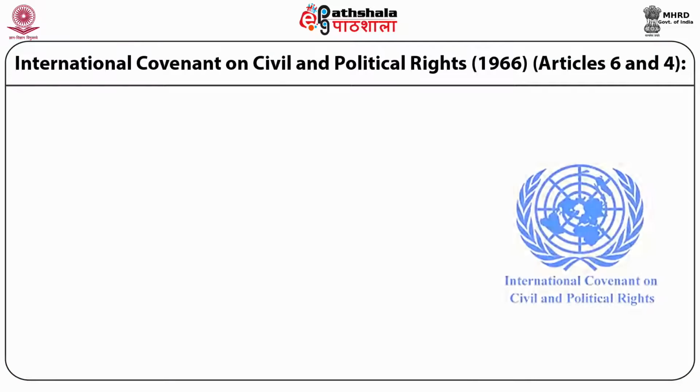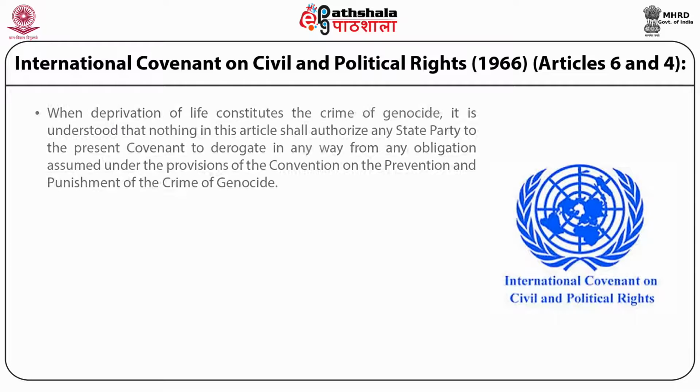Let's continue with the ICCPR and Article 6. When deprivation of life constitutes the crime of genocide, according to the ICCPR, it is understood that nothing in the article shall authorize any state party to the present covenant to derogate in any way from any obligation assumed under the provisions of the Convention on the Prevention and Punishment of the Crime of Genocide. What the ICCPR is here trying to say is that the Convention on the Prevention and Punishment of the Crime of Genocide takes precedence when the deprivation of life by the state of an individual or a group of individuals constitutes the crime of genocide.